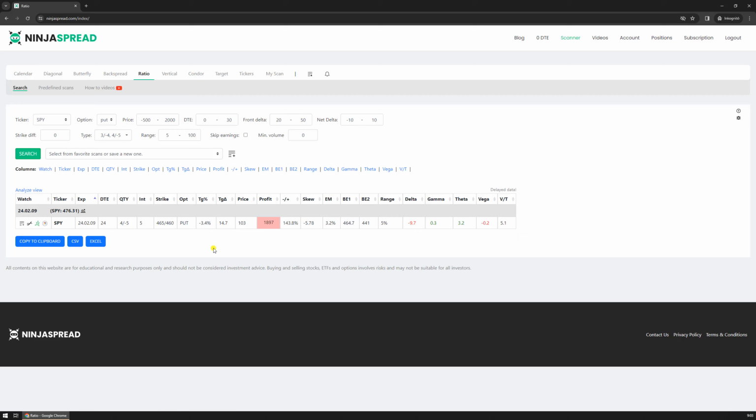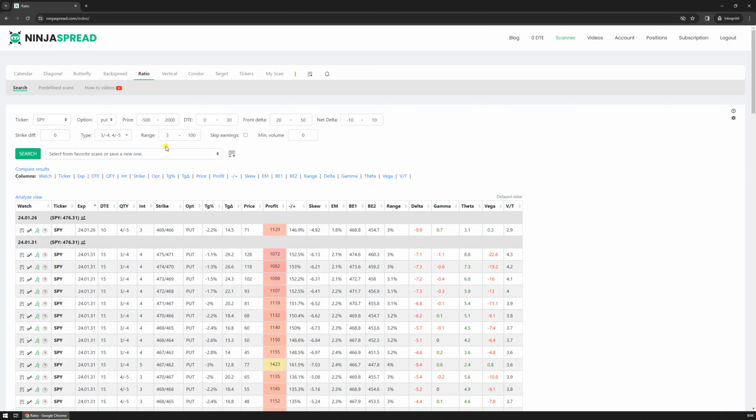Okay, it has found only one with the range of 5. Let's go down to 3. The range defines the break-even range. So the break-even first and the break-even second points, between these points, the range is depicted here. So if I say to NinjaSpread that the range should be at least 3 percentage points, it means that the distance between the first and the second break-even point should be at least 3 percentage points.